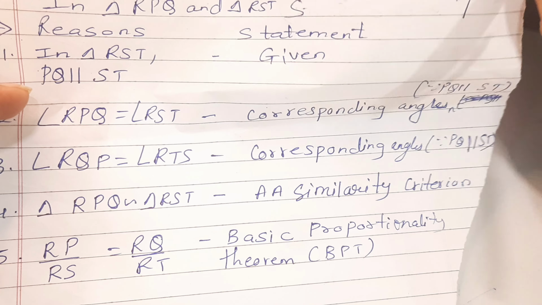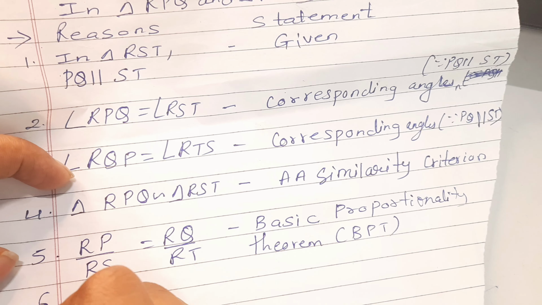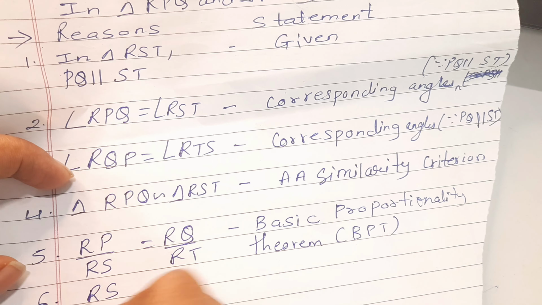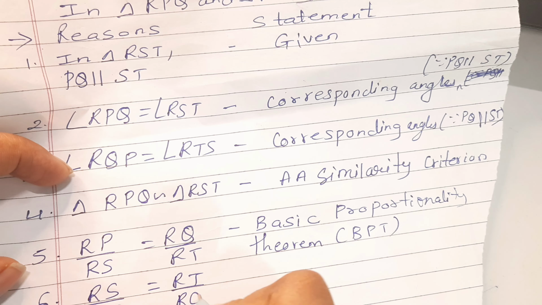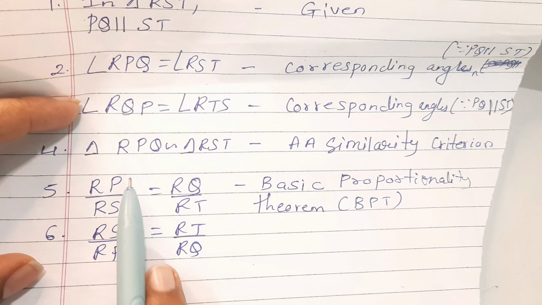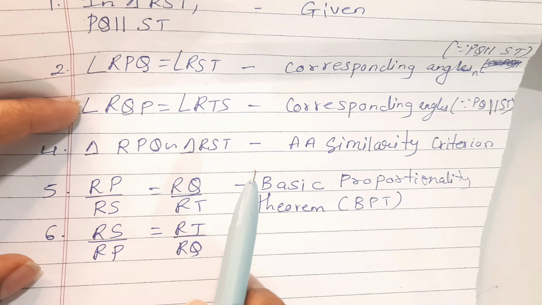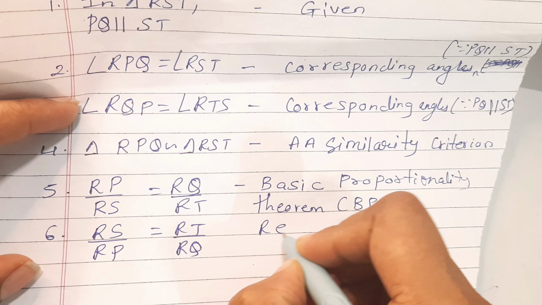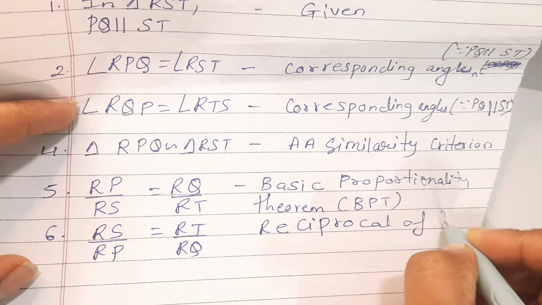Now what you all are supposed to do is take the reciprocal of this. RS upon RP is equal to RT upon RQ. I have taken the reciprocal of this. See what I have done. RS upon RP is equal to RT upon RQ. I have taken the reciprocal, means ulta I have done. Okay, this is reciprocal of the ratio.